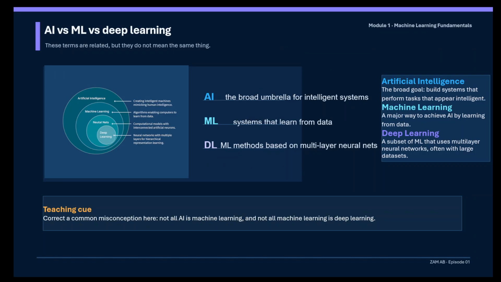AI versus ML versus deep learning. We know that artificial intelligence is a broader umbrella, and machine learning is a subset of artificial intelligence. Similar things are reiterated here. If you see this particular slide, artificial intelligence is creating intelligent machines mimicking human intelligence. So it can have numerous ways to do that.